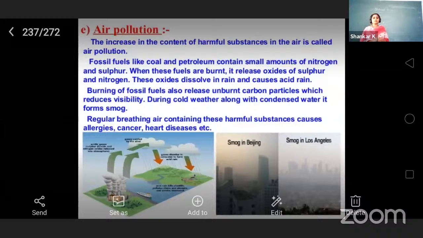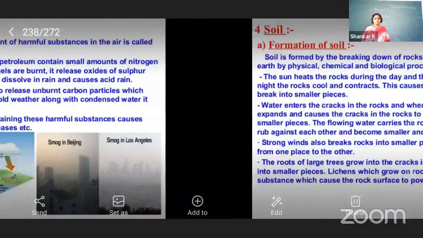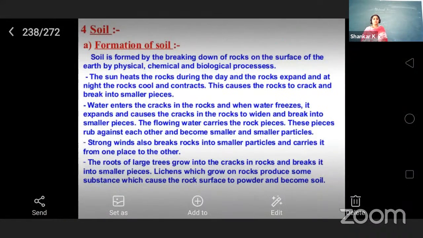So regular breathing of this type of air, which contains nitrogen and sulfur oxides, causes many diseases like heart diseases, cancer, and allergies also.